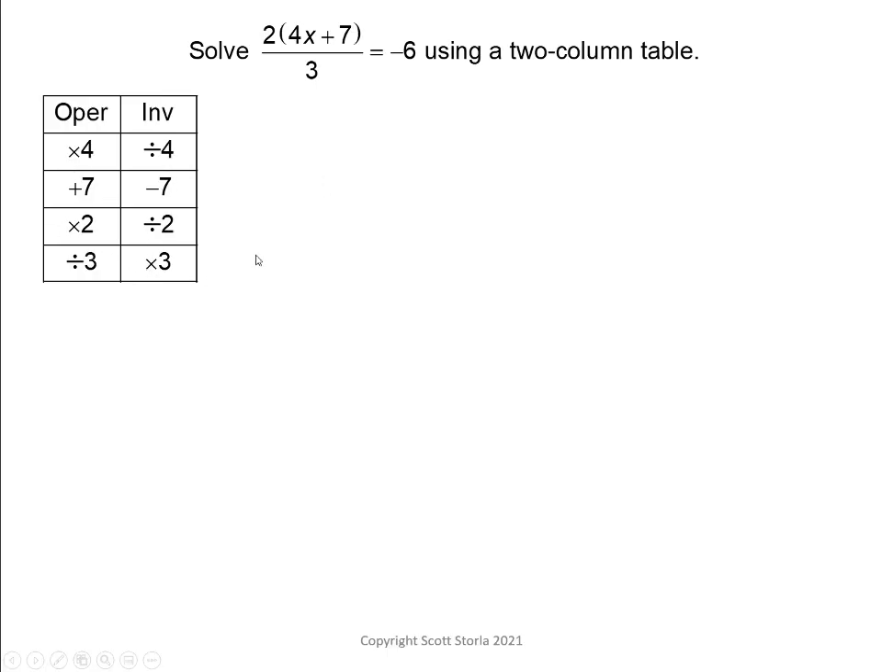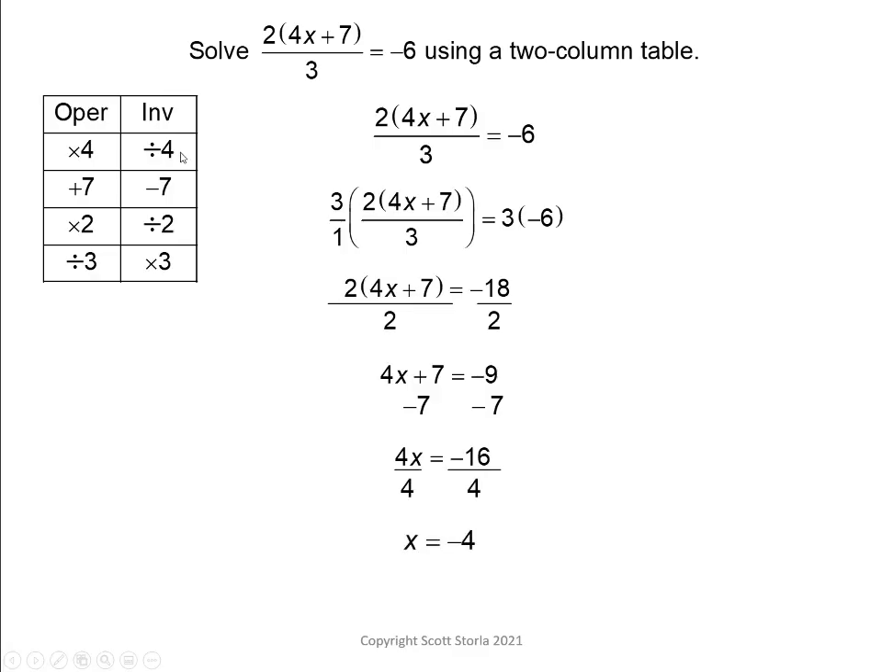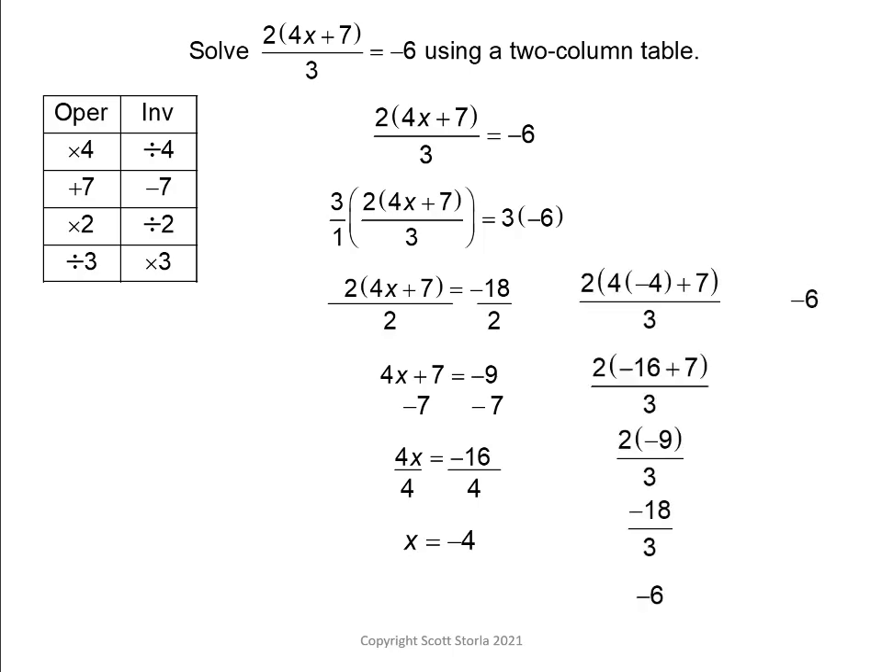We'll start with our original and multiply both expressions by 3. The 3's on the left will reduce, leaving 2 times the quantity, 4x plus 7, and over on the right we get -18. We then move up a row and divide both by 2 and simplify. We move up a row and subtract 7 from both and simplify, and then we move up a row and divide by 4 and simplify. Our solution is -4. And here's the check.